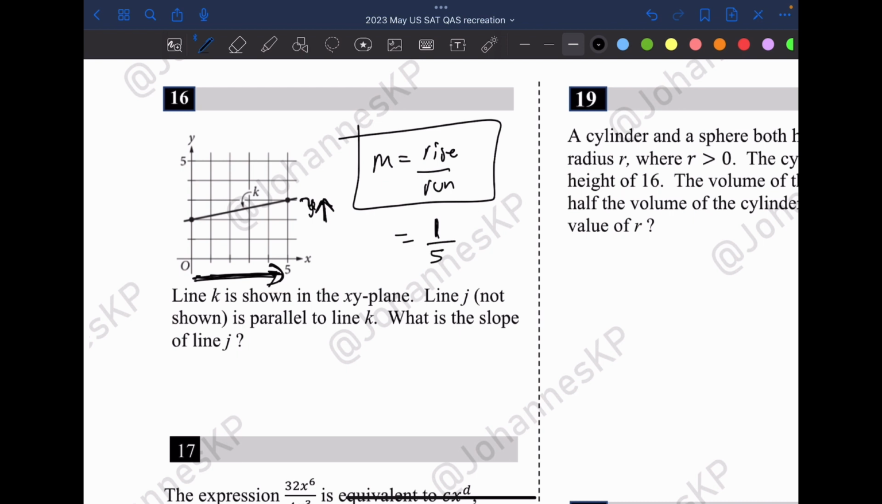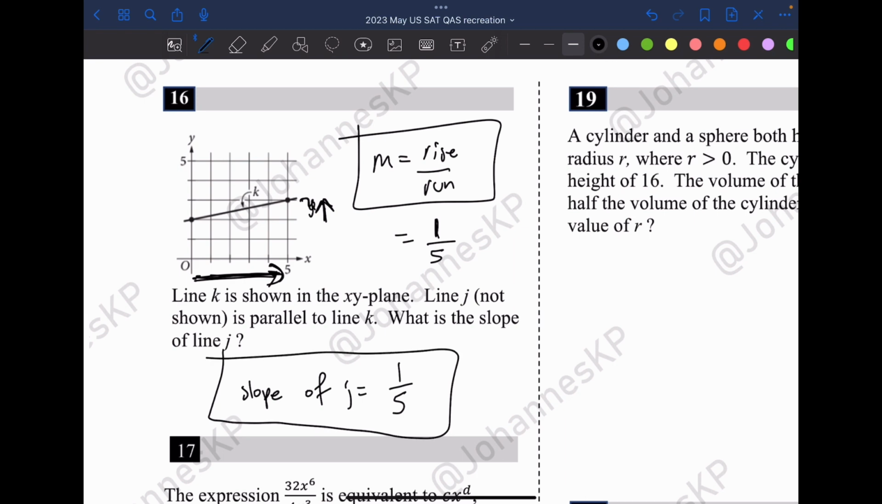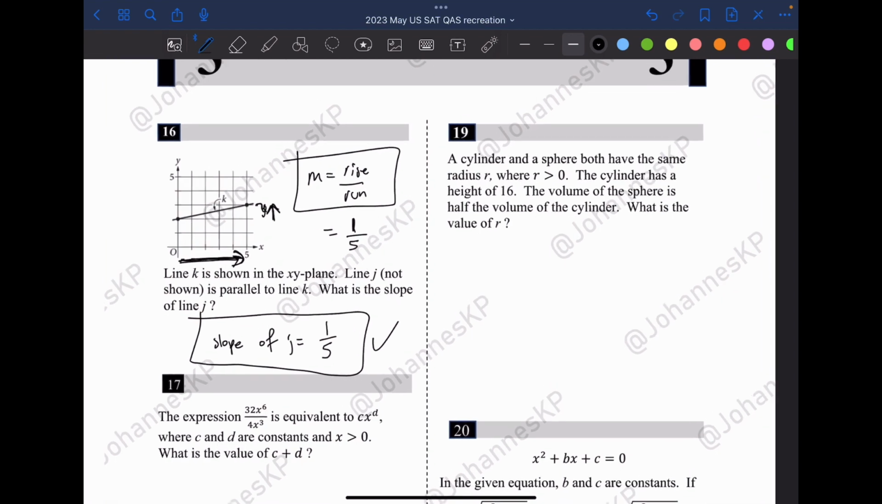So the slope of J, which we cannot see, is 1 over 5, because the slope of K is 1 over 5 and they're parallel. So that's it. We are done. It's as easy as that. But yeah, it took us like 10 seconds if I wasn't explaining it.